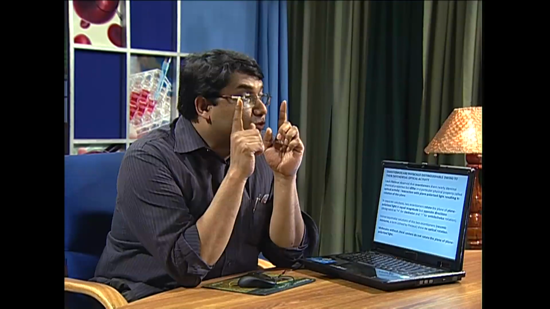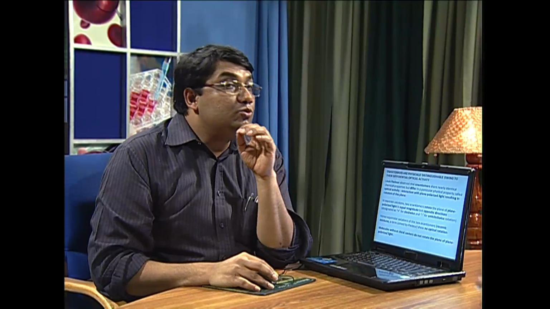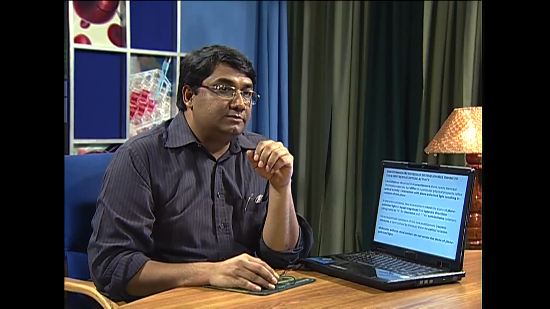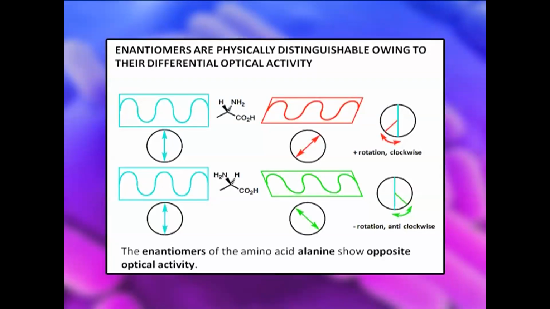And molecules without any chiral centers do not rotate plane polarized light. Here it is shown diagrammatically using alanine as the example. There are two stereoisomers of alanine that are enantiomeric with each other, that is, mirror images, where one, you can see, has rotated the plane polarized light in clockwise direction, so it is plus rotation. The other one rotates in anti-clockwise direction, so it is minus rotation. So the direction is opposite, but the magnitude is the same in both cases.